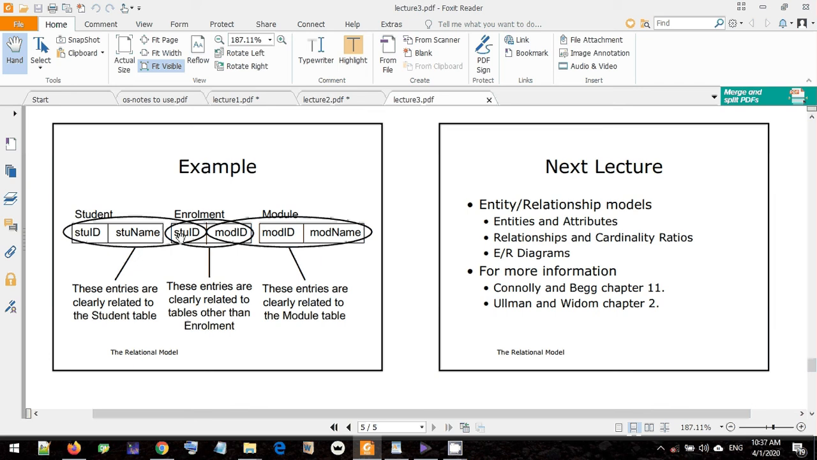Enrollment is a relation made up of foreign keys only. It has stu ID and mod ID, which are primary keys of the relations student and module.